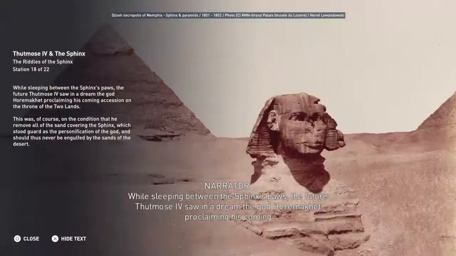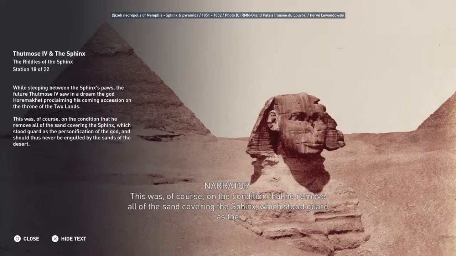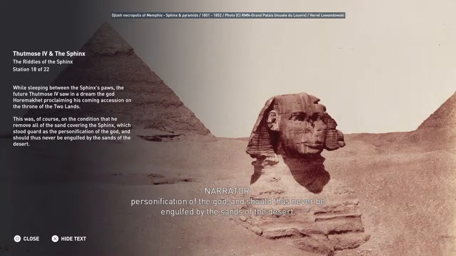While sleeping between the Sphinx's paws, the future Thutmose IV saw in a dream the god Horamakhet proclaiming his coming accession on the throne of the two lands. This was, of course, on the condition that he remove all of the sand covering the Sphinx, which stood guard as the personification of the god, and should thus never be engulfed by the sands of the desert.